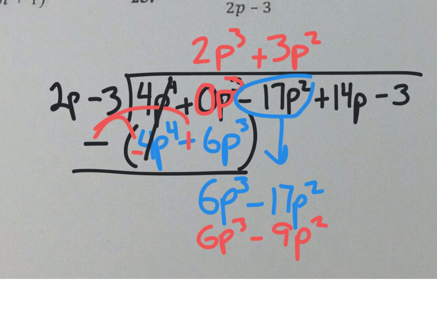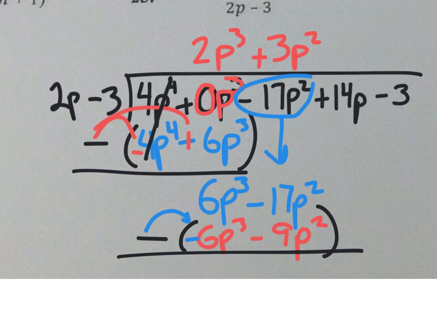Now, keep in mind that we are subtracting. We're subtracting. So we're going to have a minus sign out here, which means that when you distribute that minus sign, it's going to become a negative 6p to the third, and it's going to become a positive 9p squared. Are you with me? So the 6p to the third and the negative 6p to the third cancel out. The negative 17p squared plus 9p squared is negative 8p squared. And of course, let's not forget that it's negative.